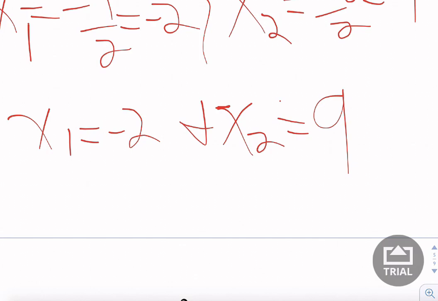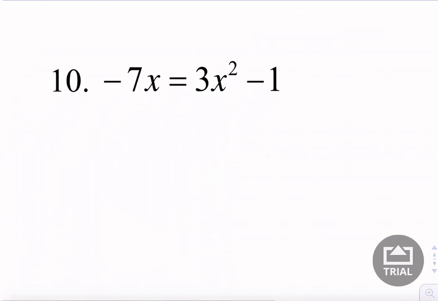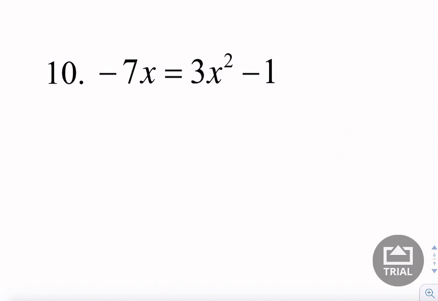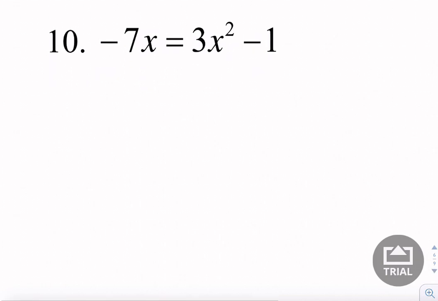Anyway, that's the process for completing the square. I am going to go through and do one more now. This will be video number 3 because I am going to do a really simple one to begin with. All right, so let's look at this one here.